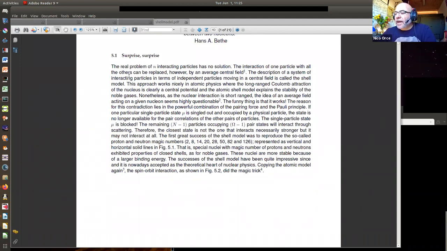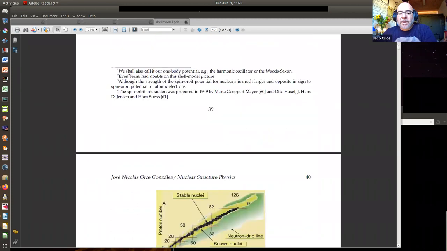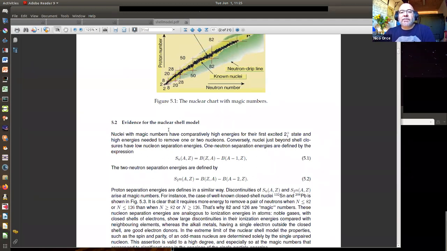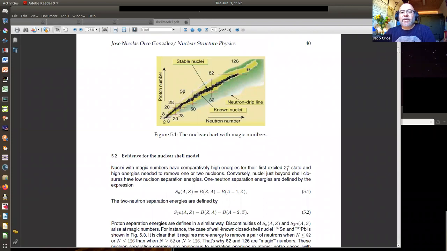Why there is a surprise. This we know, evidence for the nuclear shell model. There are certain nuclei which are especially stable. Those nuclei have particular magic numbers. They are 2, 8, 20, 28, 50, 82, 126. And these nuclei with these magic numbers are particularly stable because it's very difficult for protons or neutrons to go to the next shell. There's an energy gap, and this energy gap is large.